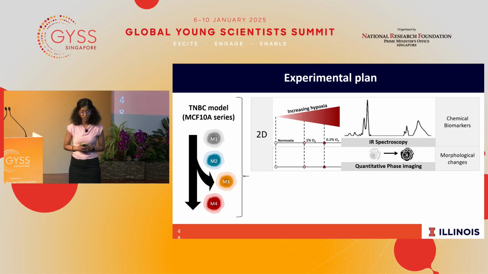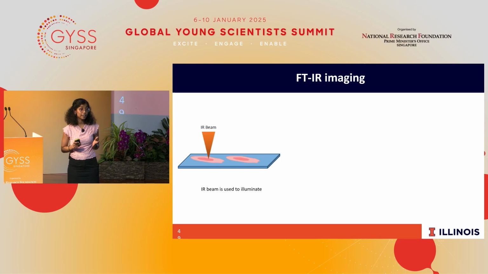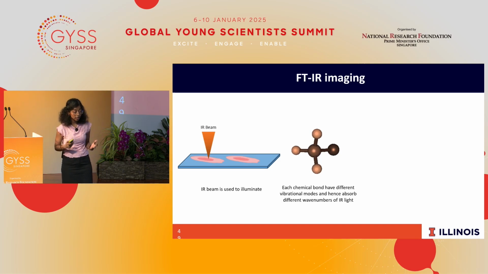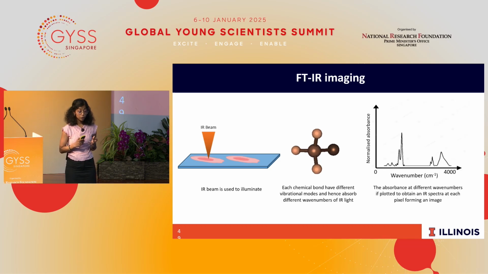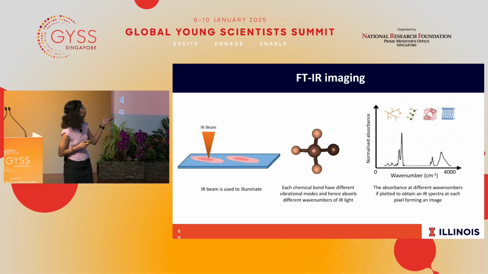and then quantitative phase imaging to look for morphological changes. For FTIR imaging, what we do is to illuminate the sample with the IR-based beam, and then each of the chemical bonds in this sample have different types of vibrational modes and hence absorb different wave numbers of IR light. What we do is to plot these absorbances at different wave numbers to form an IR spectra like this at each pixel so that we can get an image. And each of these peaks actually corresponds to different types of biomolecules.